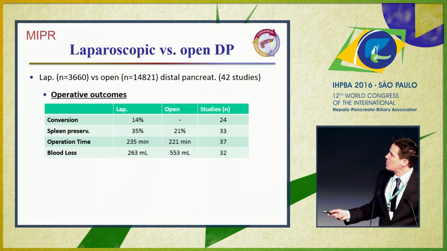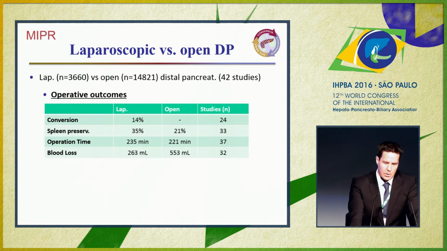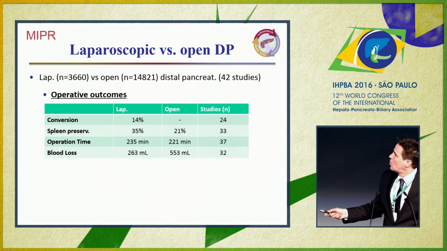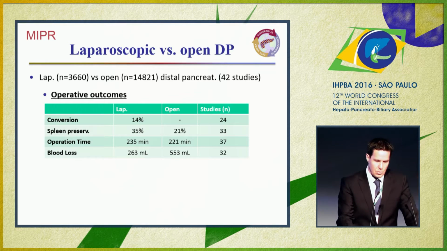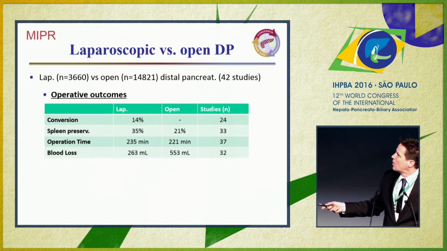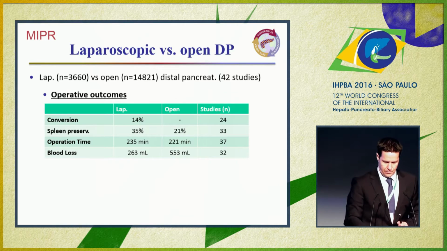Conversion rate, 14%. Splenic preservation was higher in the laparoscopic group than in the open group, most likely due to the fact that there were more malignant cases in the open group. Operation time was almost 4 hours in both groups, so no difference here, and blood loss, ladies and gentlemen, was halved in the laparoscopic group, 260 milliliters compared to 550 milliliters in the open group.